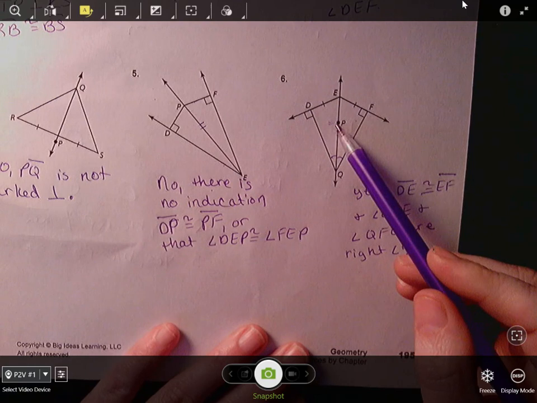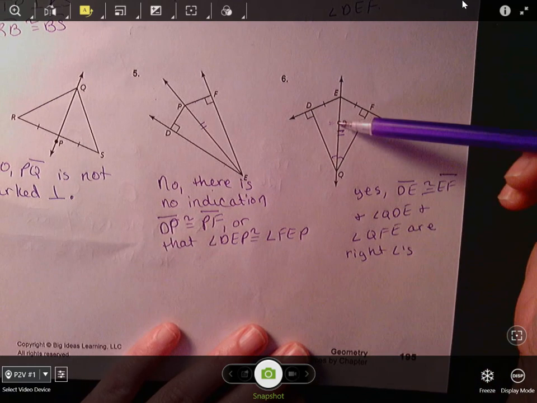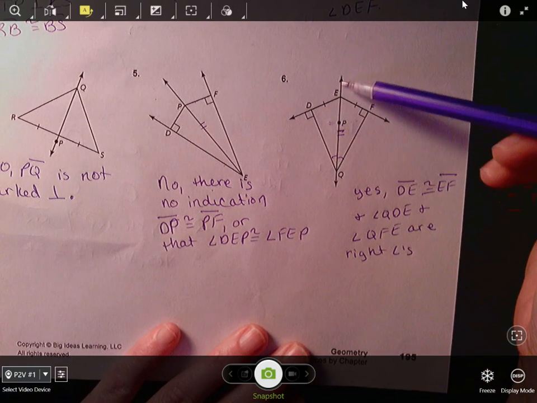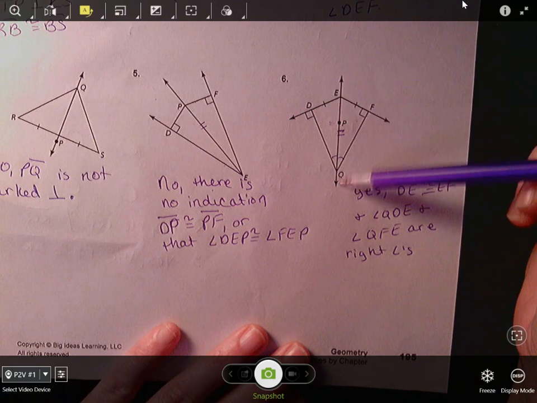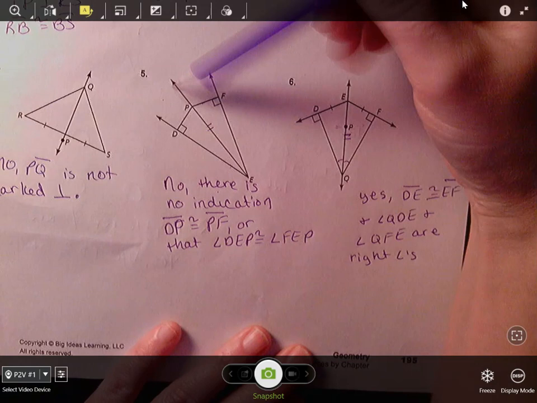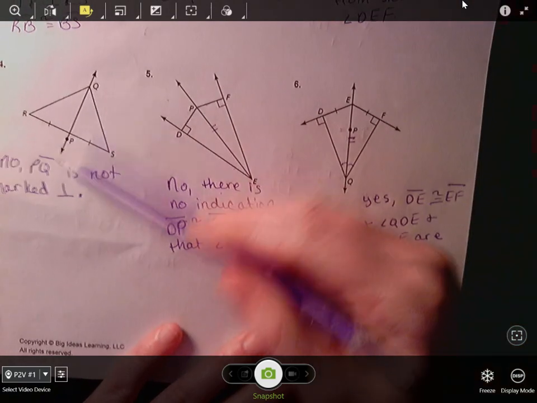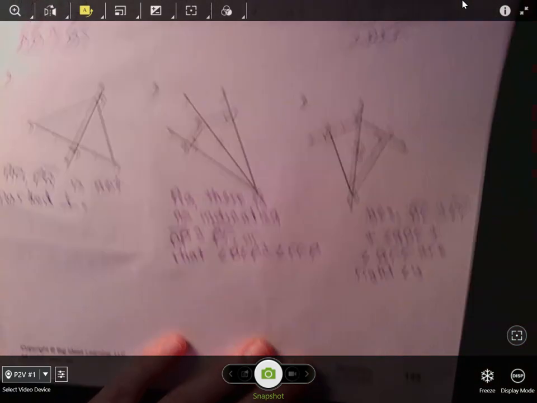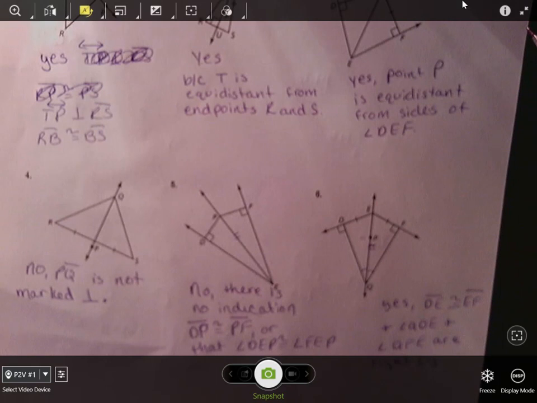You're talking about here? Yeah, because it's just asking you, is this point P on the angle bisector? So they're just asking you, is this line the angle bisector? Is this line the perpendicular bisector? Yeah.